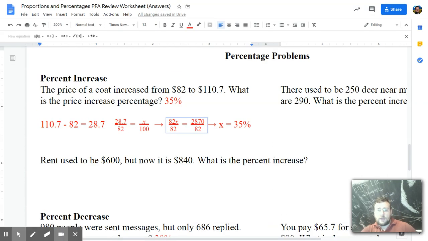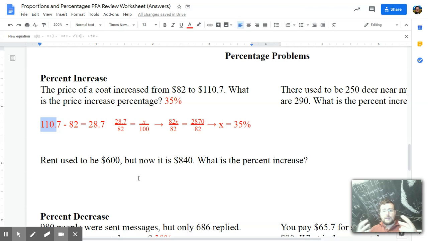So again, if you use the 28.7, and then you cross multiply, you would get 82 times X, which is 82X, and then 28.7 times 100, which makes 2,870. And then you divide by 82 on both sides, because that's what's next to the X, and you got to get rid of it. And then you get an answer that's 35%. Now, again, remember, if you had used the 110.7 up here instead of the 28.7, you would have gotten 135% as your answer, and you would have to make that mental note: no, but that is the new percentage. It's just why making a diagram can be helpful.